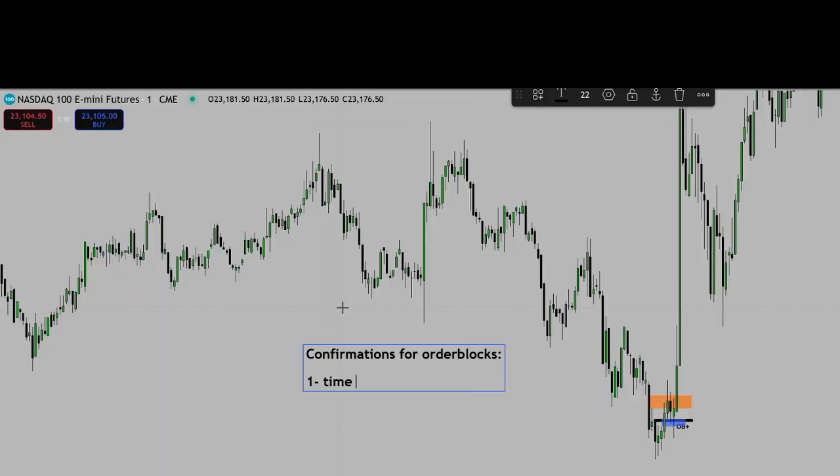You're looking for a kill zone, or in my case, we're looking at the 9 a.m. CR model. We're looking for that order block to form in that 9 a.m. hourly period, or the 10 a.m. for that matter. Number 2, what else are you looking for?